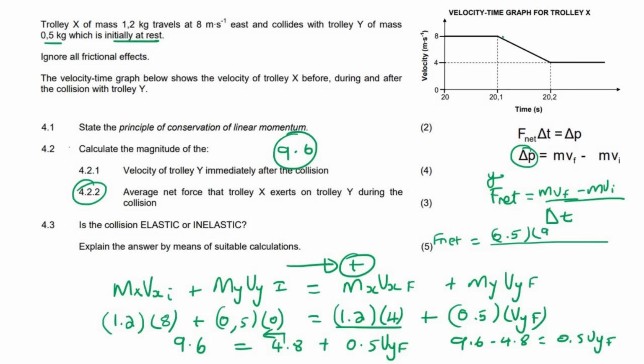And we got a positive answer, so that was to the right. Oh, I should choose a direction as positive. 9.6 minus the original velocity, the original mass is 0.5, and the original velocity was 0, and then the time for the collision. Now this is the collision part. Like, how long did the collision last for? There. So you could say 20.2 minus 20.1, or you could just say 0.1 seconds.